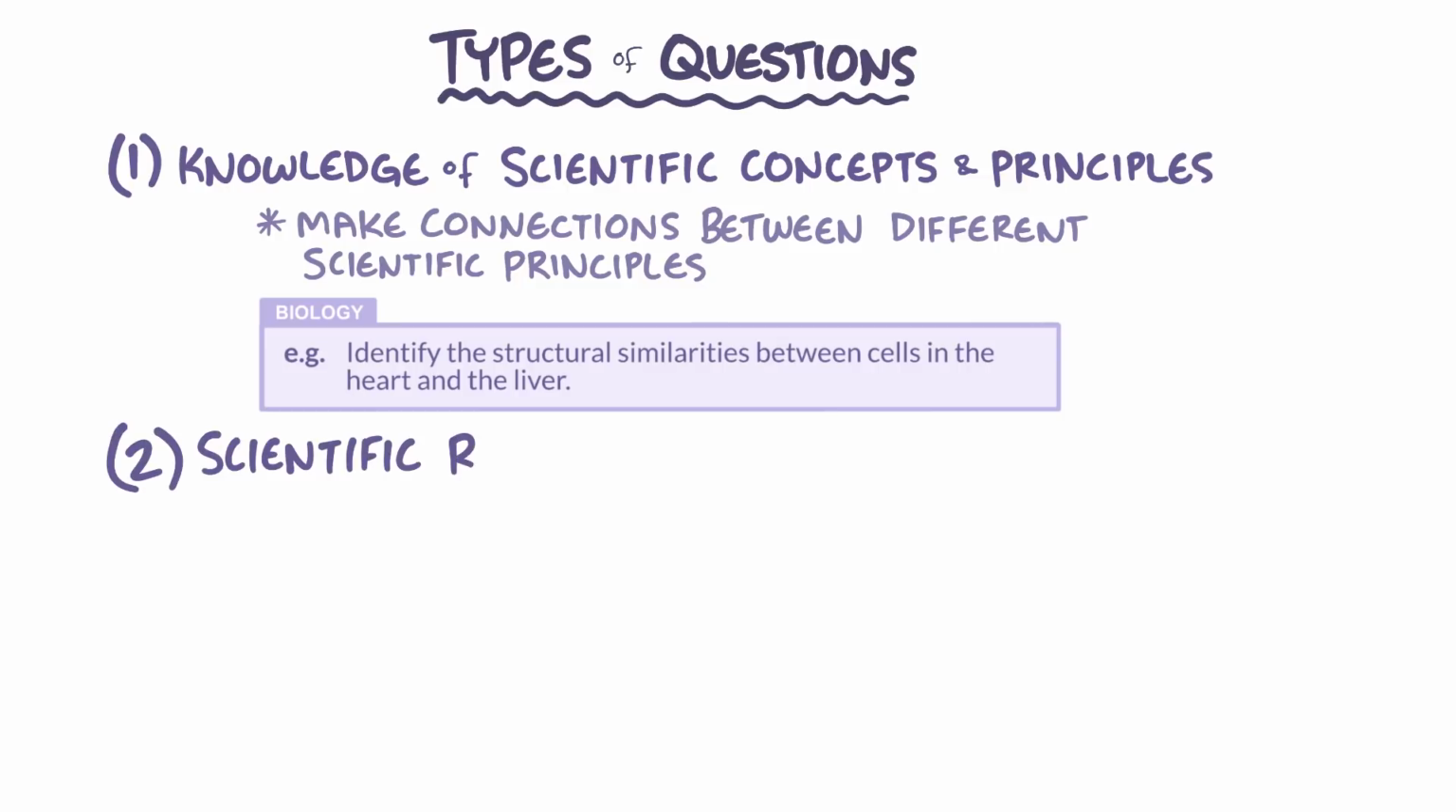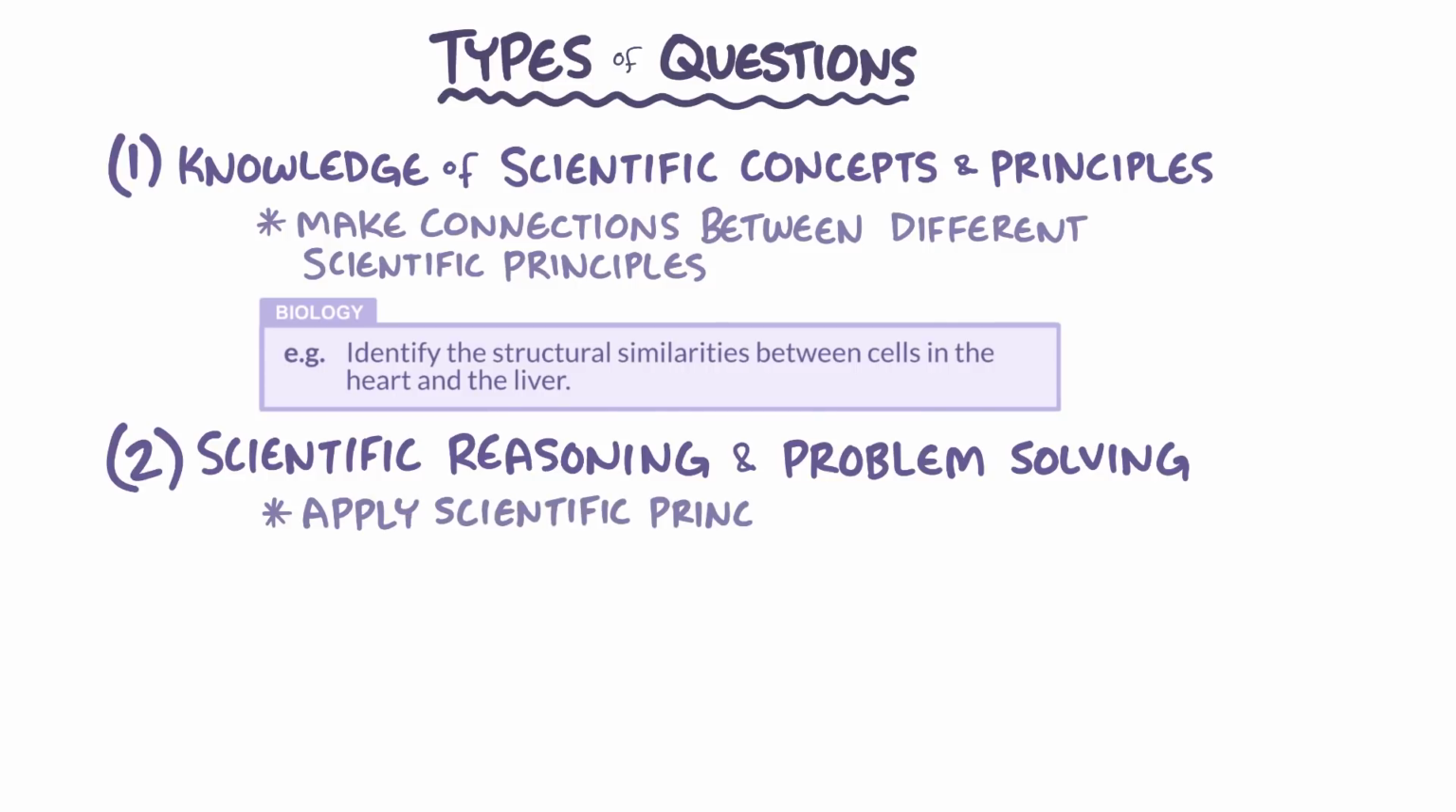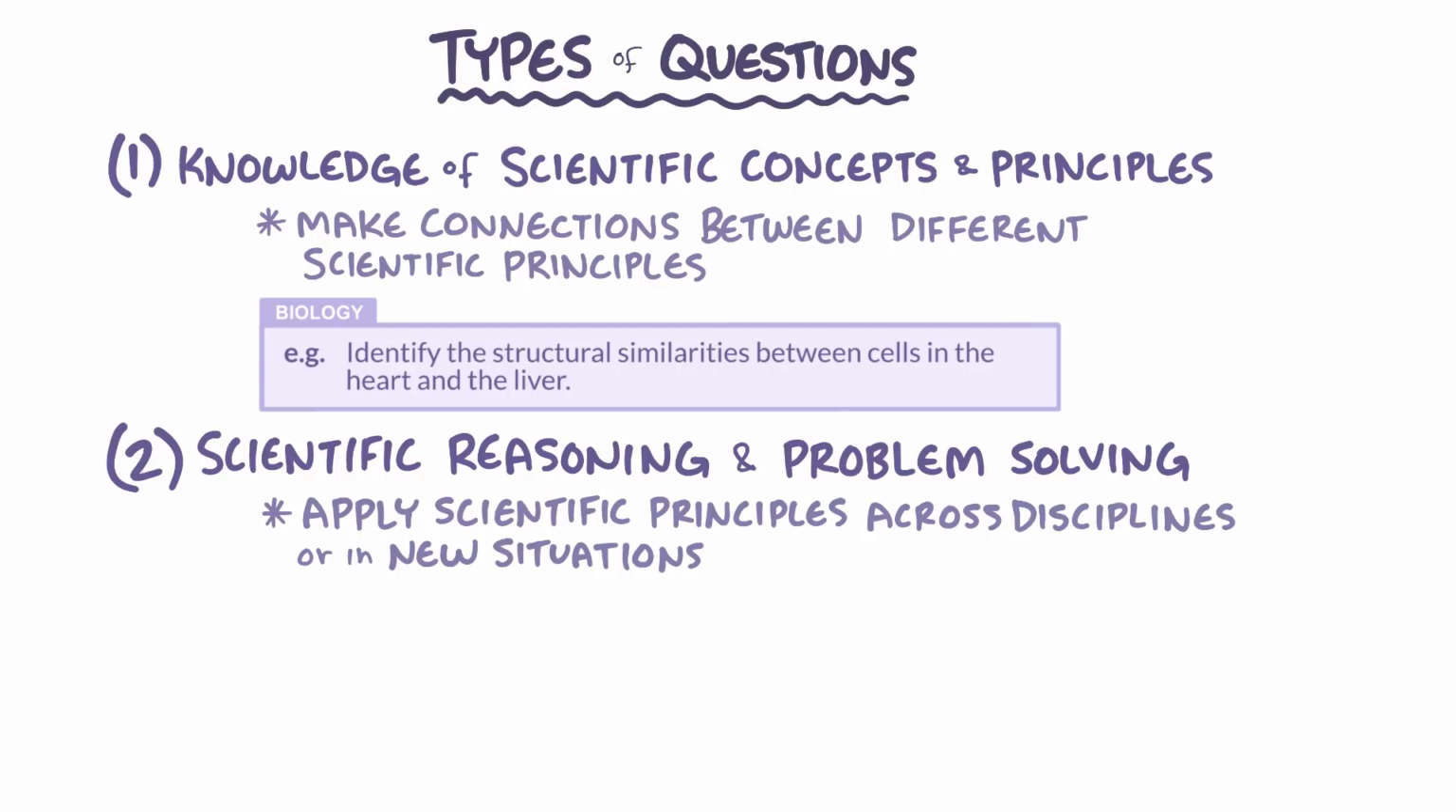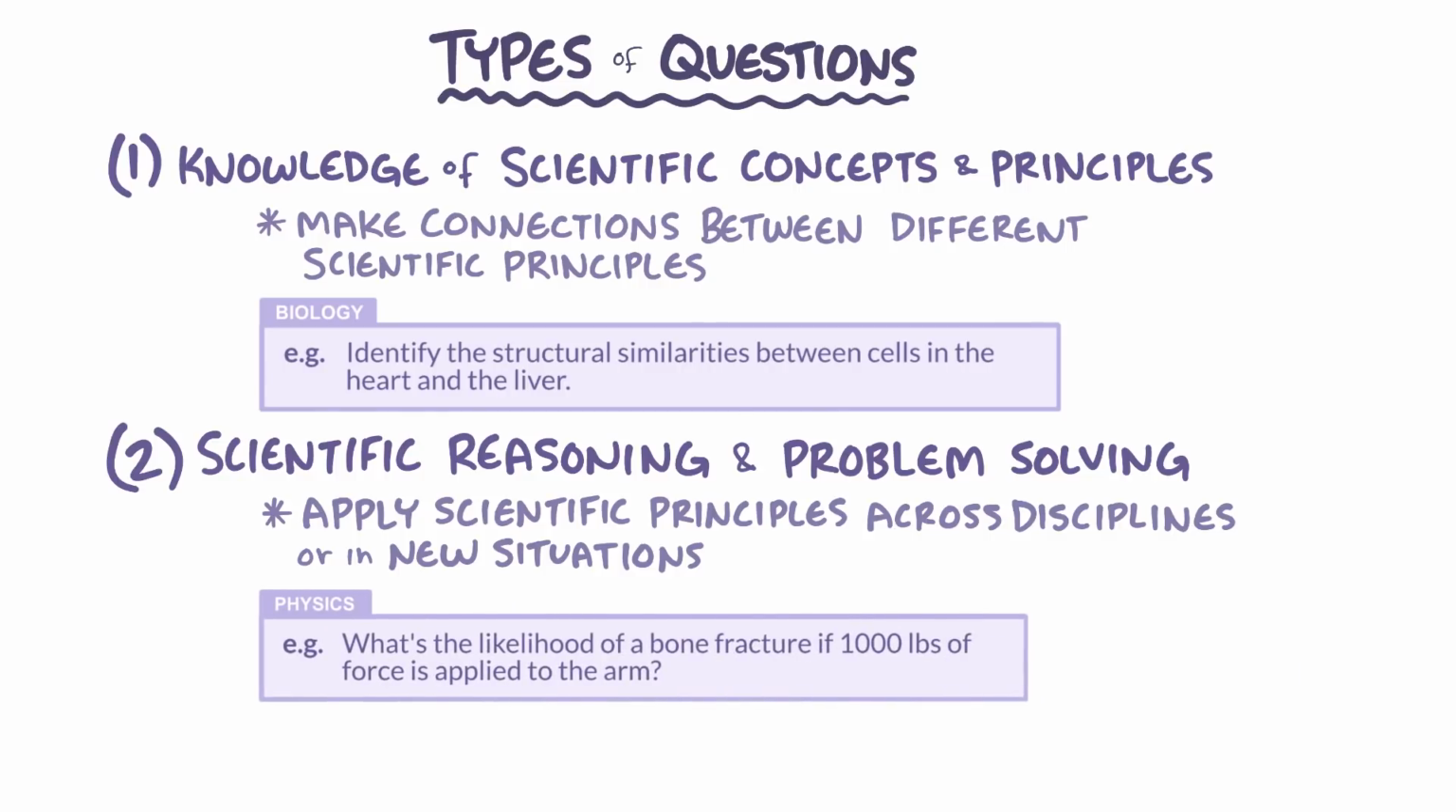The second type is a scientific reasoning and problem-solving question, which will ask you to apply scientific principles across disciplines or in new situations. So a physics question might ask you to use a formula about force to make predictions about the likelihood of a bone fracture if a certain force is applied to the arm.